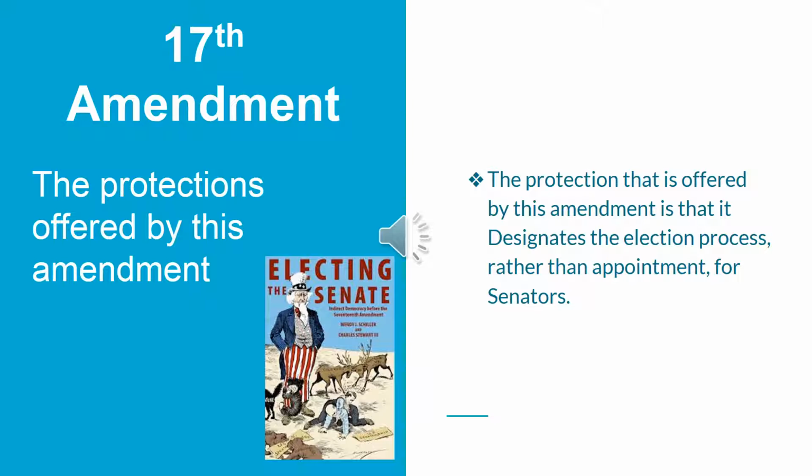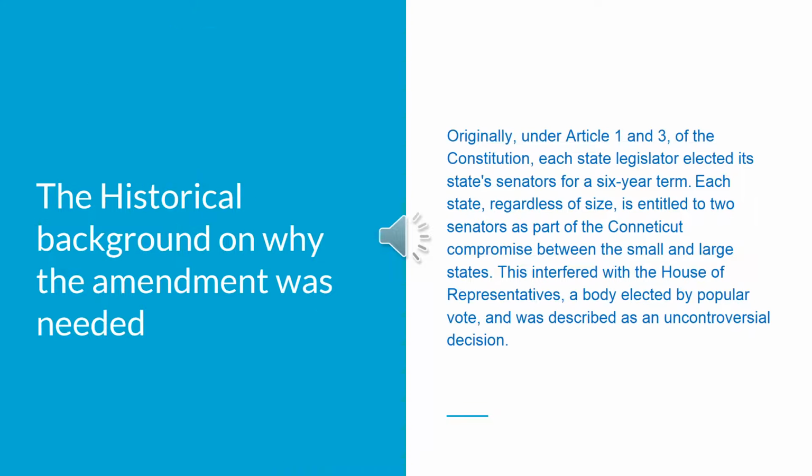The protection offered by Amendment 17 is that it designates an election process, rather than appointment, for senators. The historical background is that originally, under Article 1 of the Constitution, each state legislature elected the state's senators for 6-year terms. Each state, regardless of size, is entitled to 2 senators as part of the Connecticut Compromise between the small and large states. This interfered with the House of Representatives, a body elected by popular vote, and was described as an uncontroversial decision.